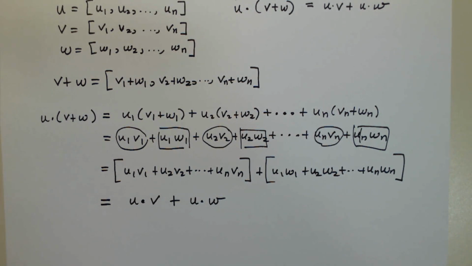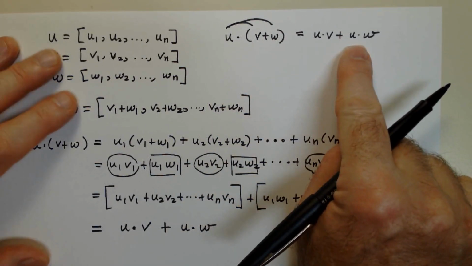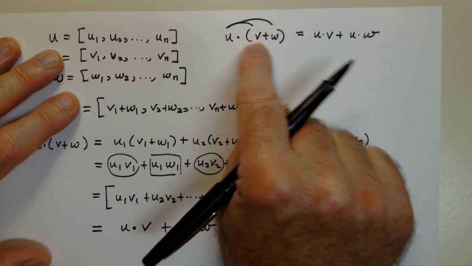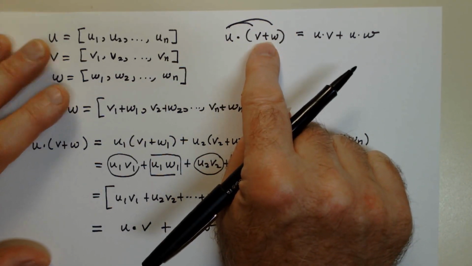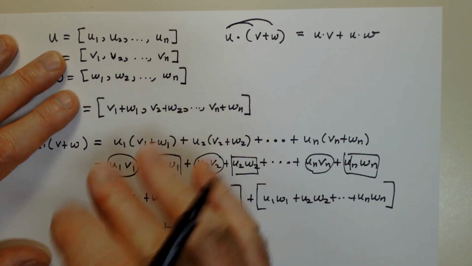Now, one thing I want to point out, though, is that this distributive law, although we normally write it this way, right, where u, the vector that's by itself, is on the left here, and it's dotted with a vector that's on the right, the sum on the right, it works the other way too.